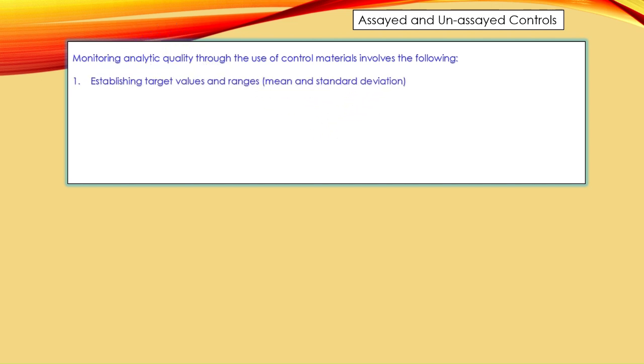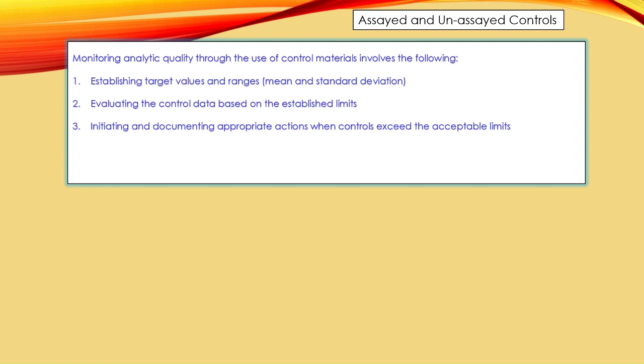Assayed and unassayed controls. Monitoring analytic quality through the use of control materials involves the following: establishing target values and ranges, mean and standard deviation. Evaluating the control data based on the established limits. Initiating and documenting appropriate actions when controls exceed the acceptable limits.